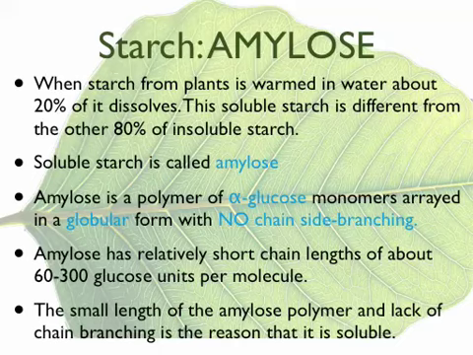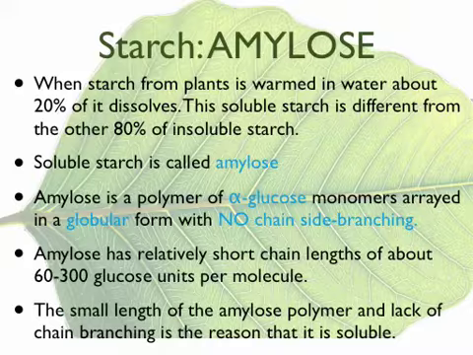Amylose is a polymer of alpha glucose. Now, these alpha glucose monomers are arrayed in a globular form and they do not have chain side branching. Amylose has relatively short chain lengths, only about 60 to 300 glucose units per molecule. Now, because it has small chain length and no chain branching off the side, amylose is soluble.